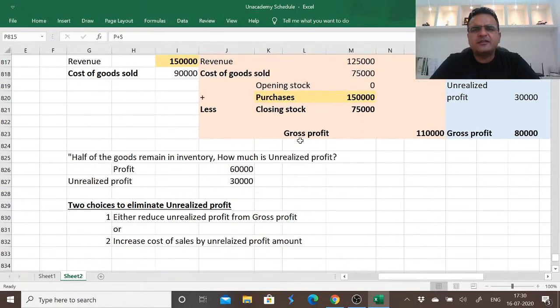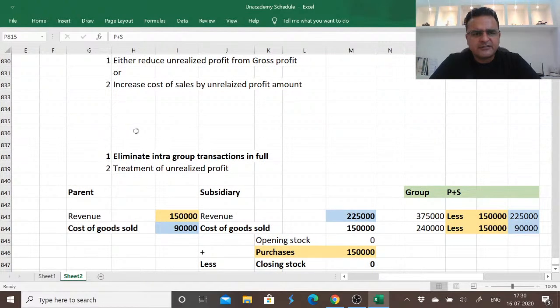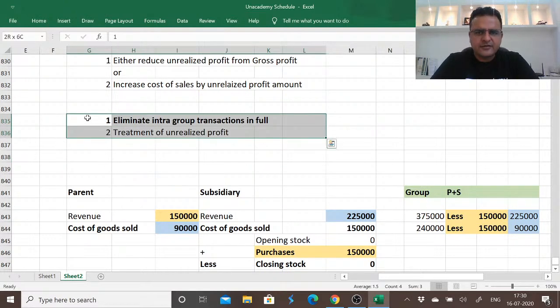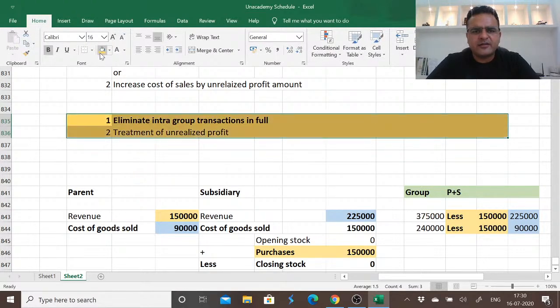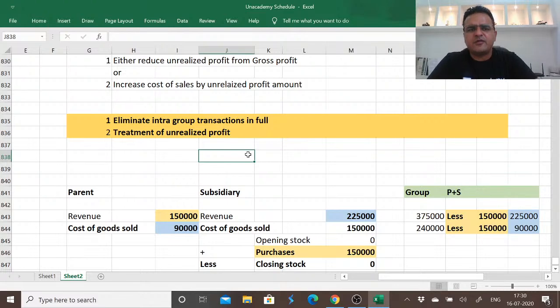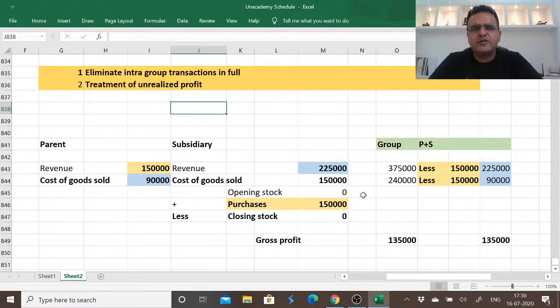So when we are dealing with intra-group transactions as far as the income statement is concerned, these are the two adjustments we are required to make. One is to eliminate the intra-group transaction in full, and the other is unrealized profit. When we eliminate unrealized profit, it doesn't mean that intra-group transactions also automatically get eliminated. These are two different treatments. We need to do both. Intra-group is inflating the revenue and cost of sales, which is the reason we need to eliminate that. On top of this, we need to eliminate unrealized profit as well.